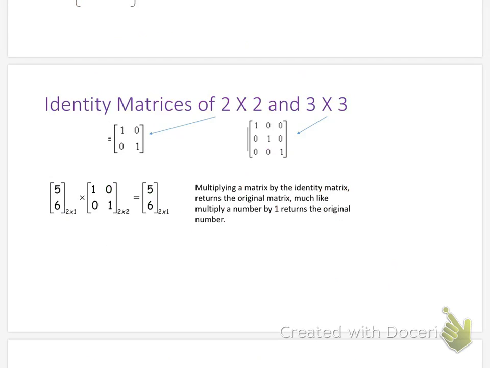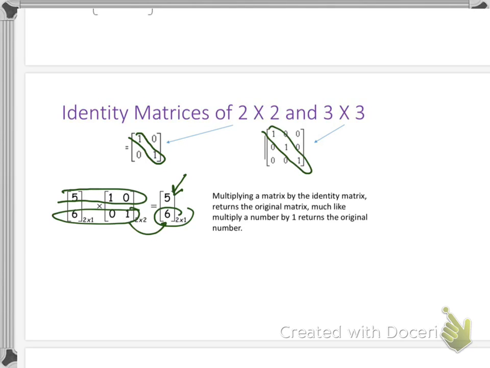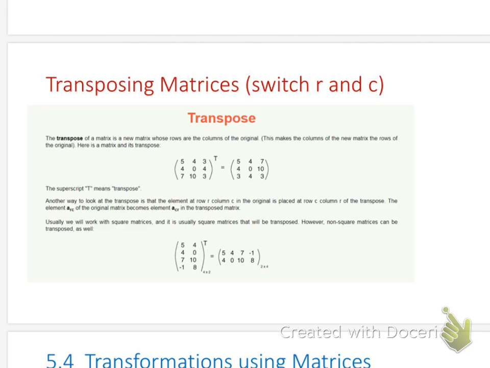So identity matrices we talked about a little bit. Identity matrices pretty much give you back your original matrix. So you have ones on the diagonal. And if you see, when you multiply, this ends up giving you that term back, and then this ends up giving you this term back. All right, if you have a 3 by 3, you have ones on the diagonal. Identity matrices are just like multiplying by 1 in math. So this slide ends 5.3 in Chapter 5.